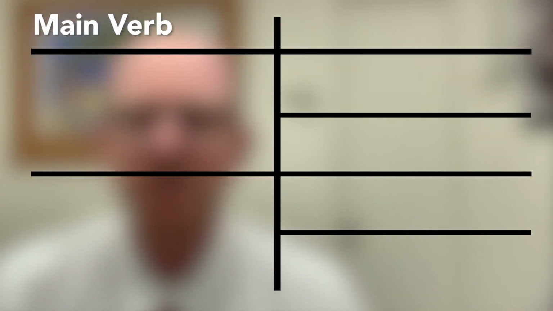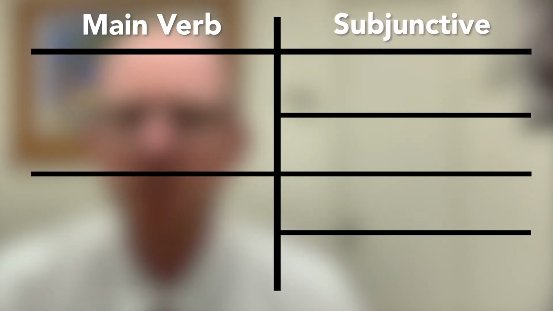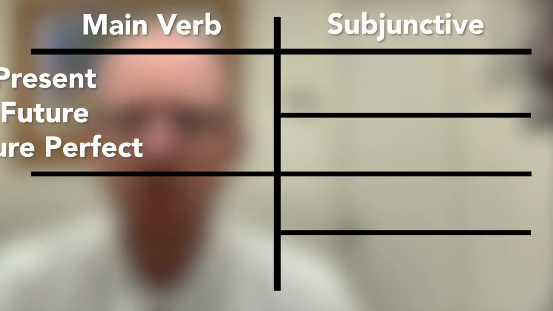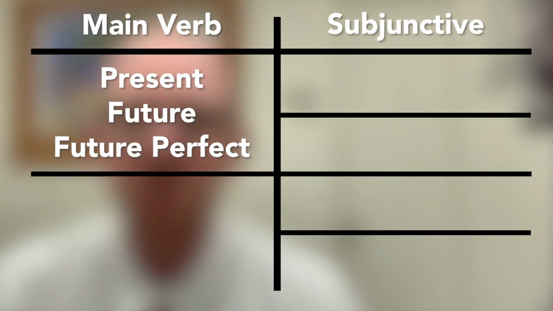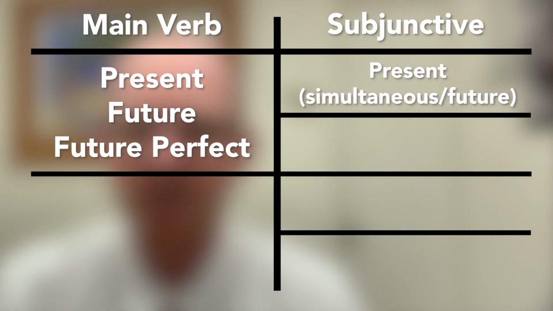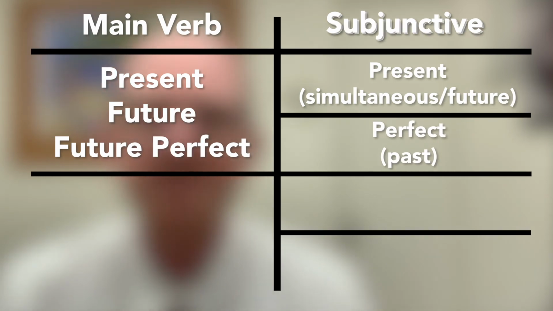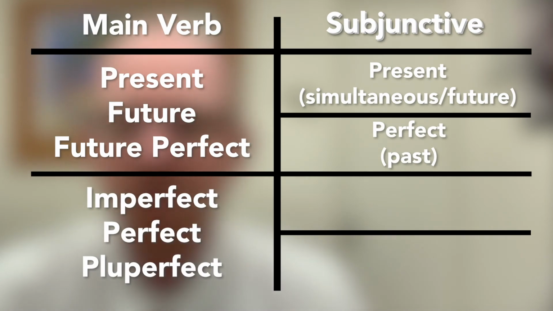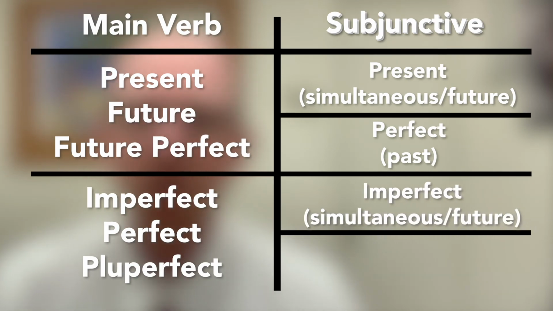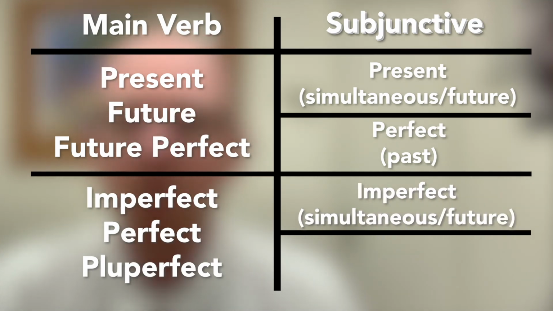So in this video, we learned that the tense of the main verb determines what tenses of the subjunctive can be used in subordinate clauses. We learned that the primary sequence is introduced by the present, future, and future perfect tenses, and that in subordinate clauses, the present subjunctive is used to show simultaneous action, and the perfect subjunctive is used to show past action. And that secondary sequence is introduced by the imperfect, perfect, and pluperfect tenses, and that in subordinate clauses, the imperfect is used to show simultaneous action, while the pluperfect subjunctive is used to show past action.